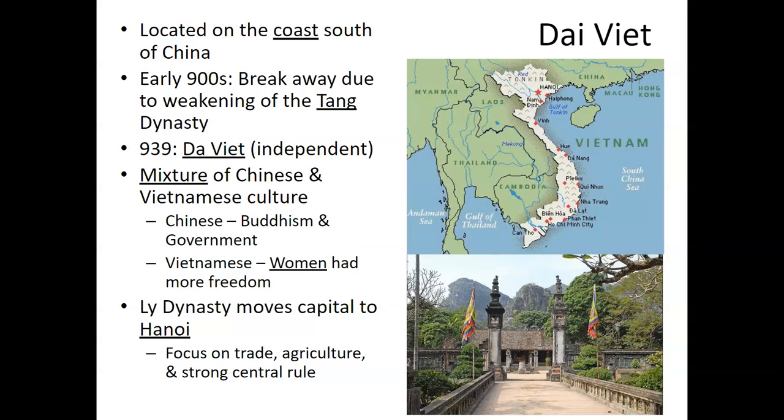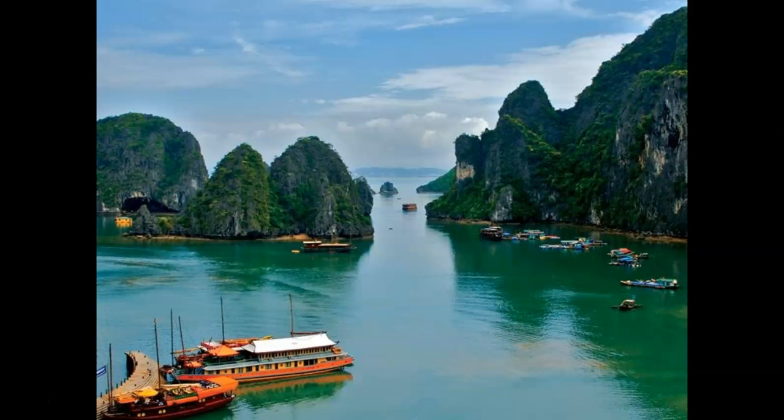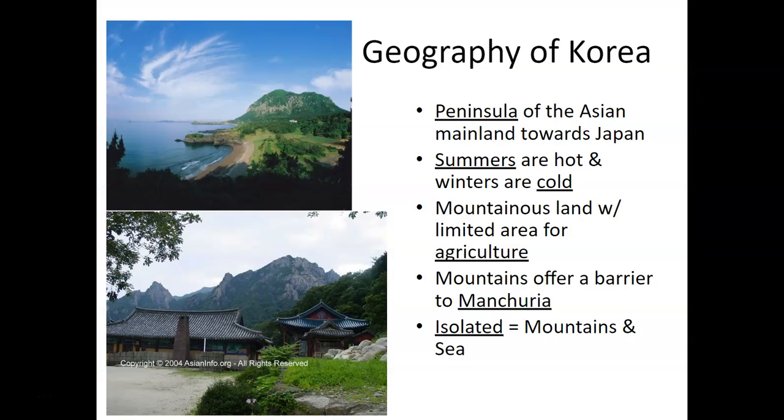It's still a very important city to this day, and they're going to focus on a few things: trade, because they're located on the Gulf of Tonkin in the South China Sea; agriculture, specifically rice to feed their people; and a strong central rule to control this area, because there are a lot of river valleys and mountains. They need strong central rule to control this area. You can see the mountainous terrain along the coast here in Vietnam.